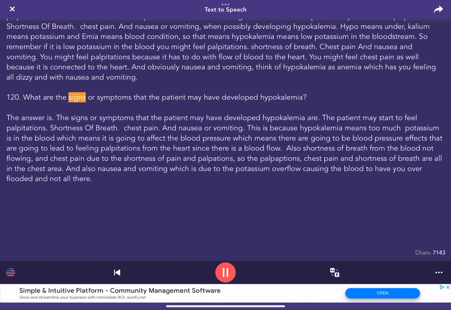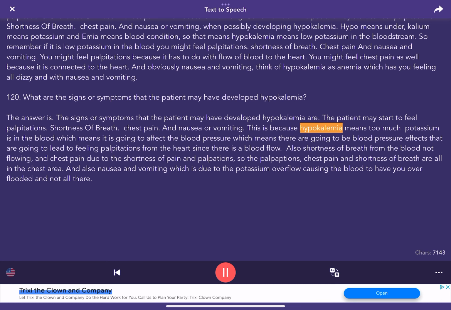120. What are the signs or symptoms that the patient may have developed hypokalemia? The answer is, the patient may start to feel palpitations, shortness of breath, chest pain, and nausea or vomiting.